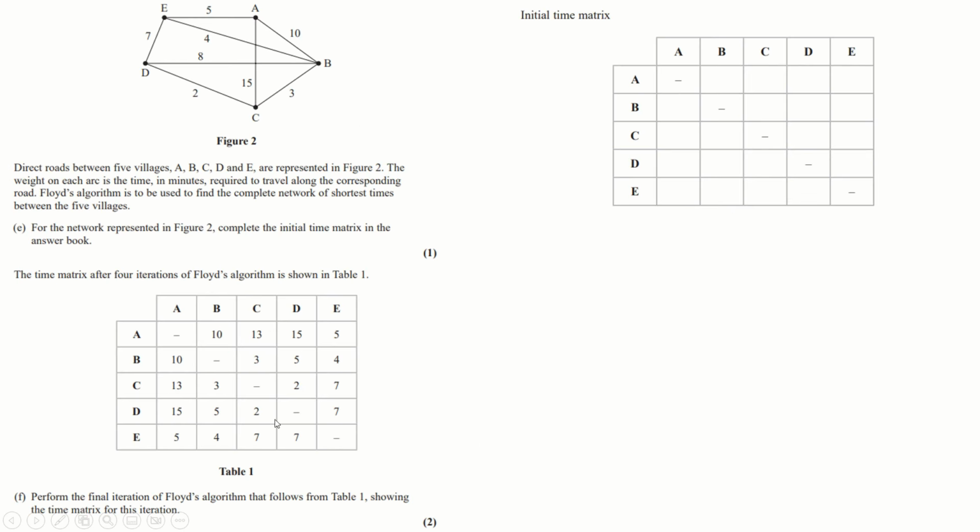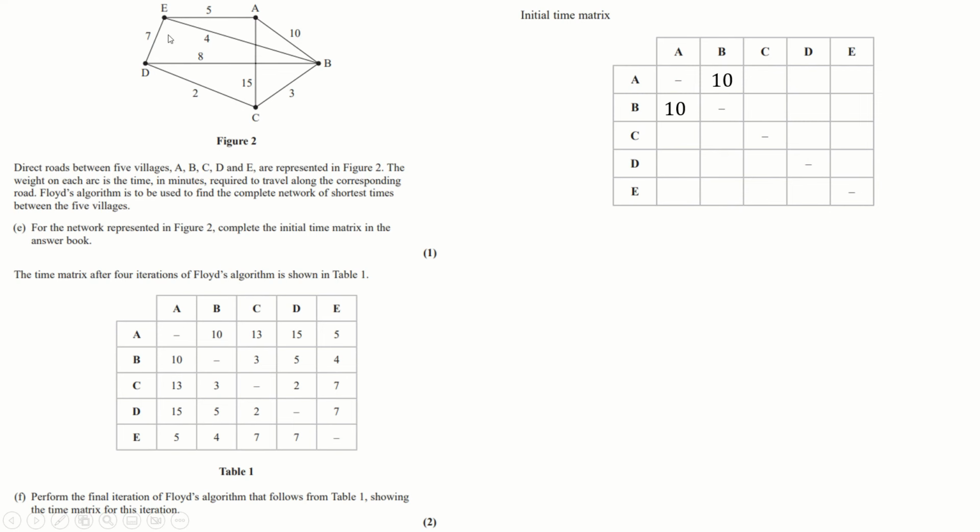We've got a table going on here, and it wants us to do Floyd's, except it's done lots of Floyd's already. It just wants us to do the last one, looking at E every time. So obviously the E row and column aren't going to change. Oh, no, it wants us to learn the initial time matrix first. Sorry. So A to B is 10. And of course, because this is not a directed graph, this is going to be completely symmetrical, so that's going to save us some time.